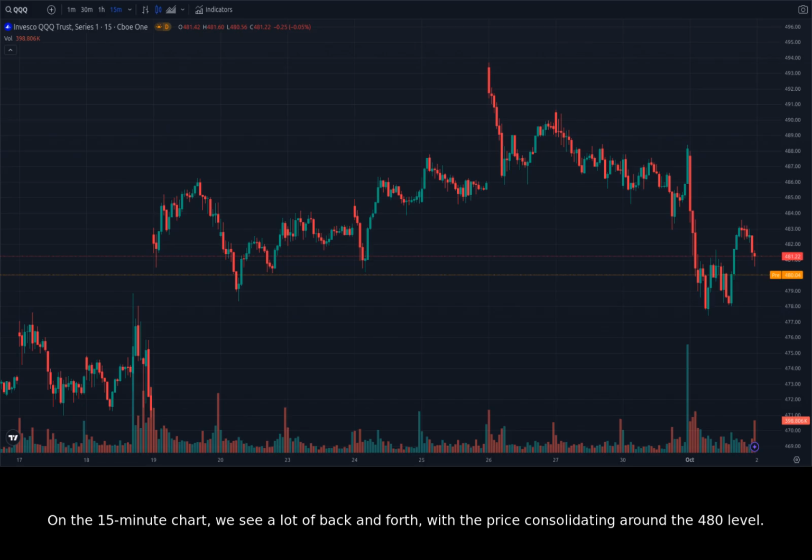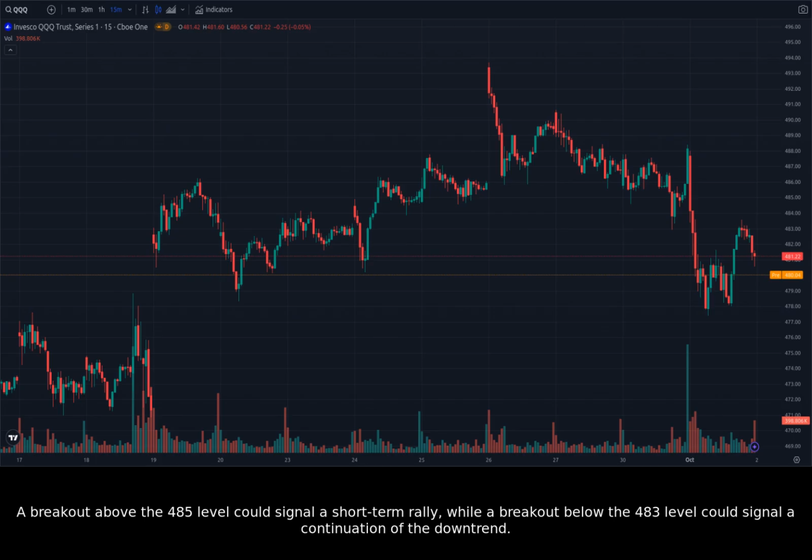On the 15-minute chart, we see a lot of back and forth, with the price consolidating around the 480 level. Traders need to be patient and wait for a clear signal before entering a trade. A breakout above the 485 level could signal a short-term rally, while a breakout below the 483 level could signal a continuation of the downtrend.